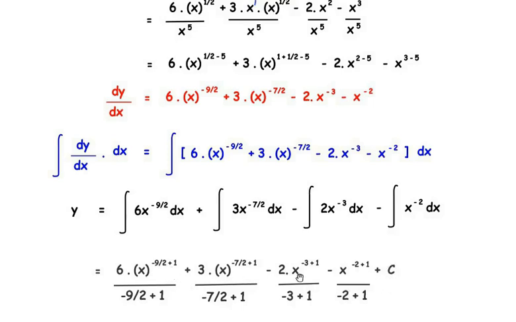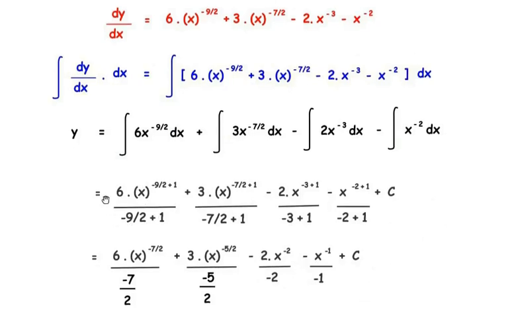Now let us further simplify this. So here we get for the first term 6 times x to the power of, now minus 9 over 2 plus 1 gives us minus 7 over 2, over minus 7 over 2, plus 3 times x to the power of minus 7 over 2 plus 1 gives us minus 5 over 2, over the same power repeats in the denominator, that is minus 5 over 2, minus 2 times x to the power of minus 3 plus 1 gives us minus 2 over minus 2, minus x to the power of minus 2 plus 1 gives us minus 1 over minus 1, plus c.